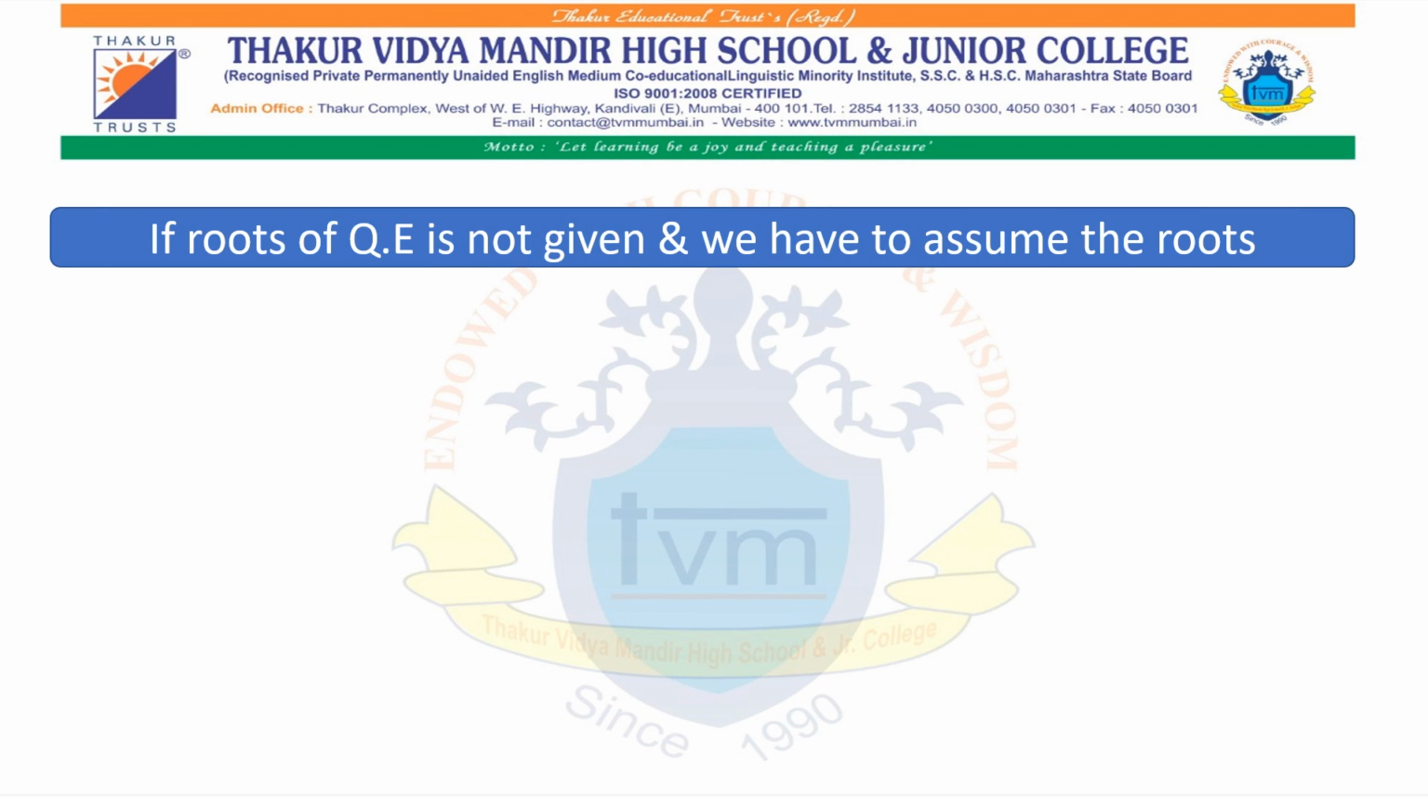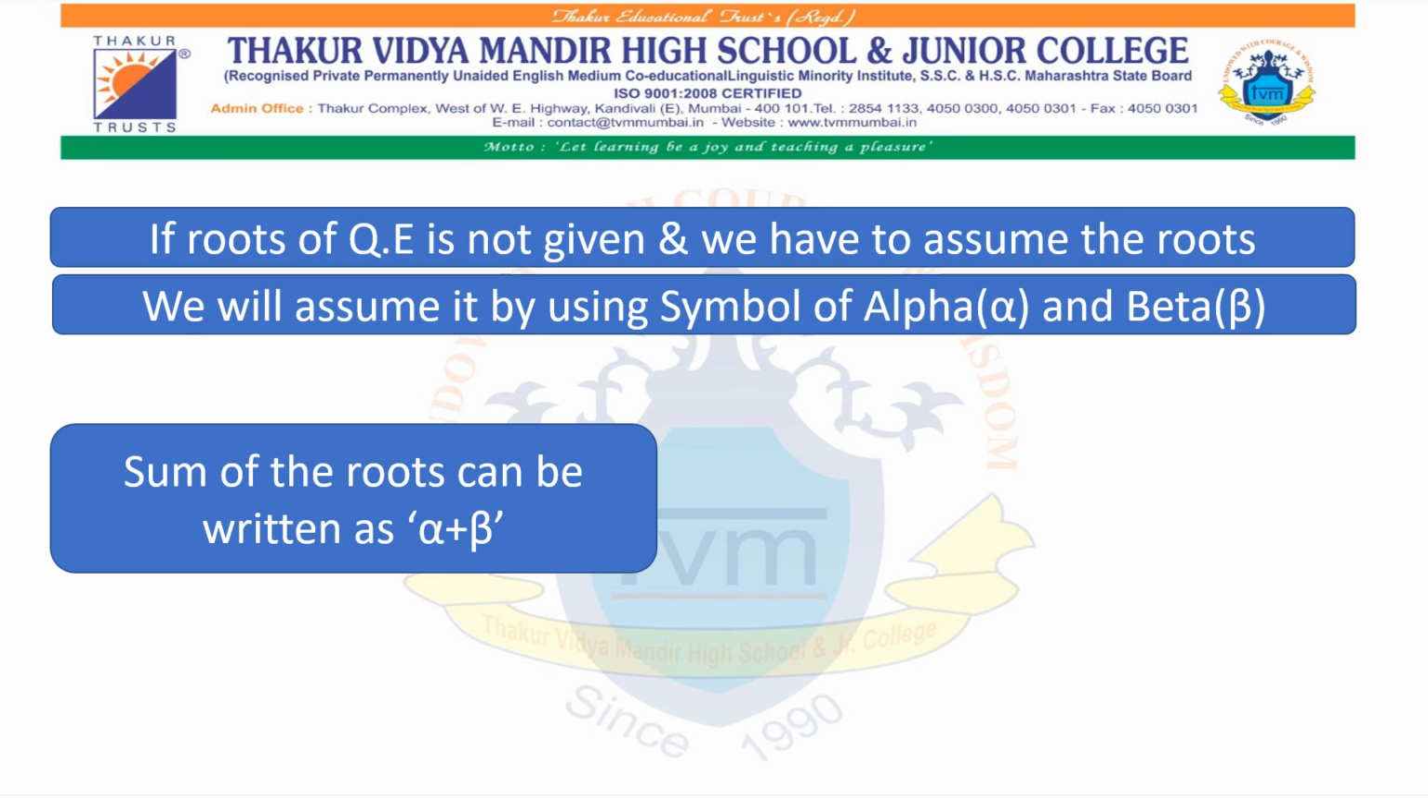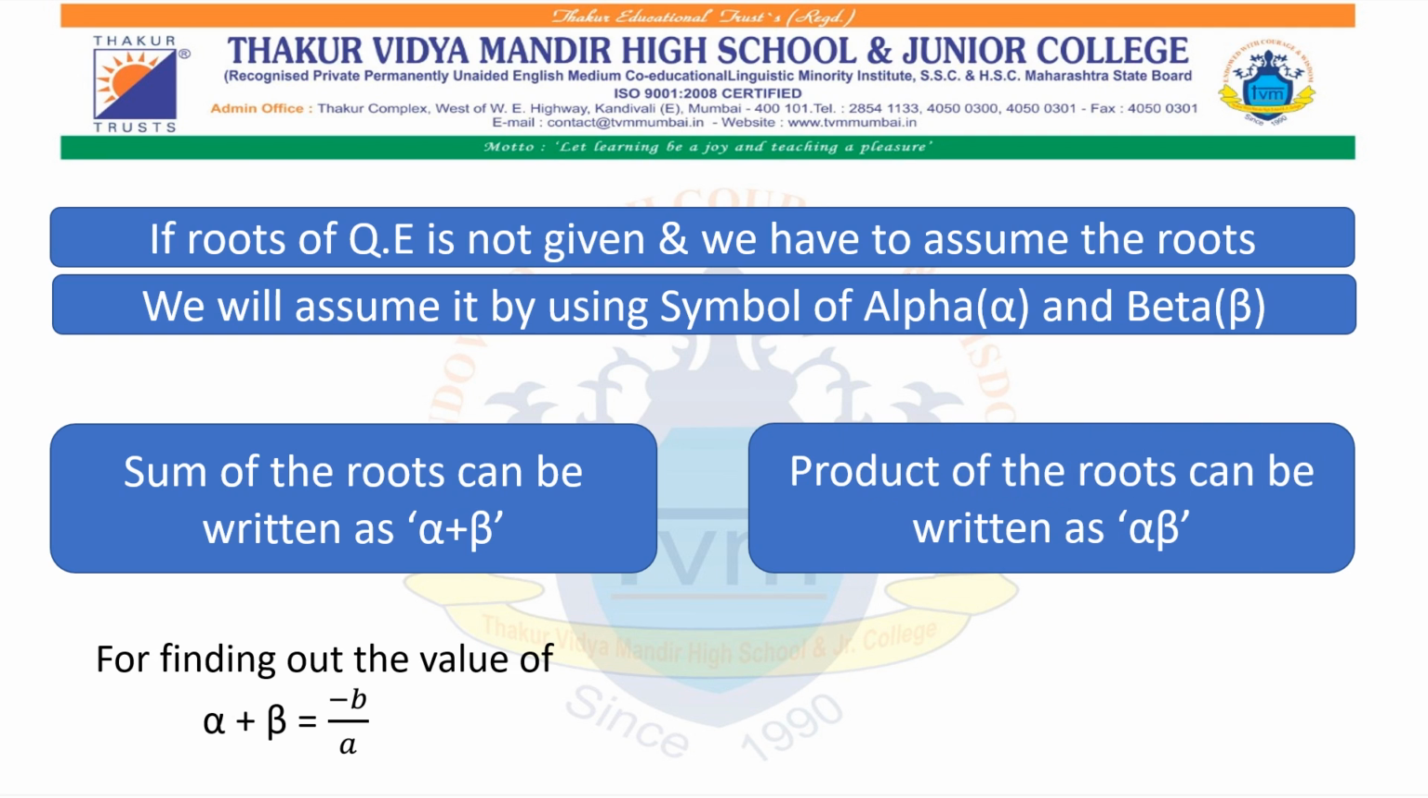If the roots of the quadratic equation are not given and we have to assume the roots, what will we do? We will assume them using the symbols alpha and beta. If we want to write the sum of the roots, it can be written as alpha plus beta. And for finding out the value of alpha plus beta, we will use the formula alpha plus beta equals minus b upon a. In the same way, if we want to write the product of the roots, we will write alpha beta, meaning alpha into beta. And for finding out the value of alpha into beta, we will use the formula c upon a.